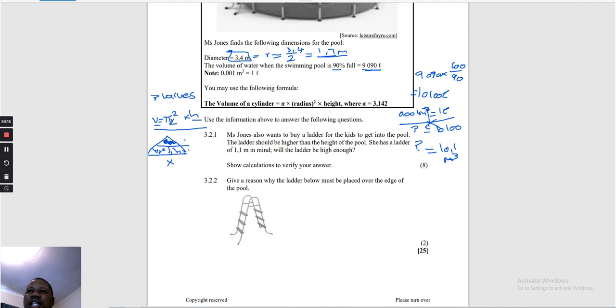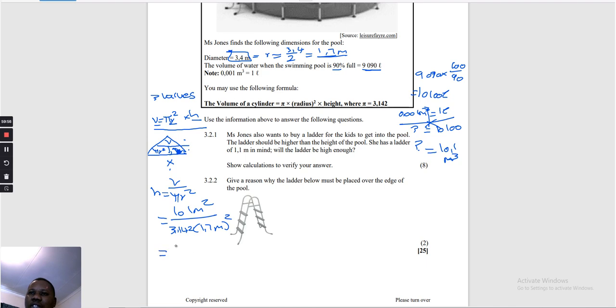What else do you see? Pi r squared multiplied by height. But in this case, we have the volume and we need the height. So we must hide the height. What do you see? Height is equal to volume over pi r squared. How much is your volume? 10,1 meters cubed, divided by pi, which is 3,142, open brackets, your radius 1,7 meters, close the bracket, squared.